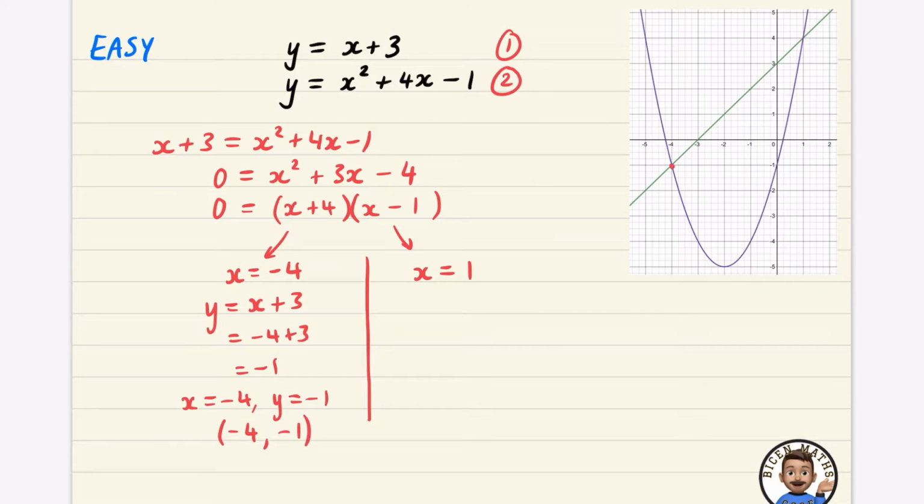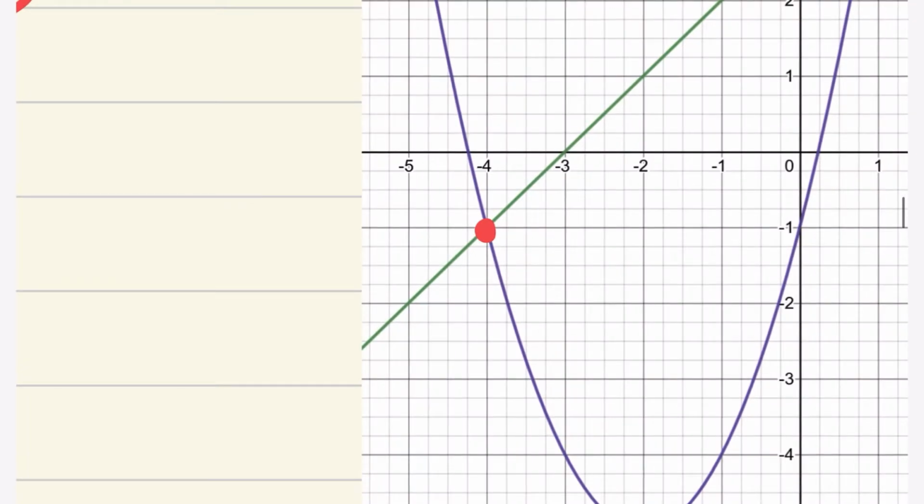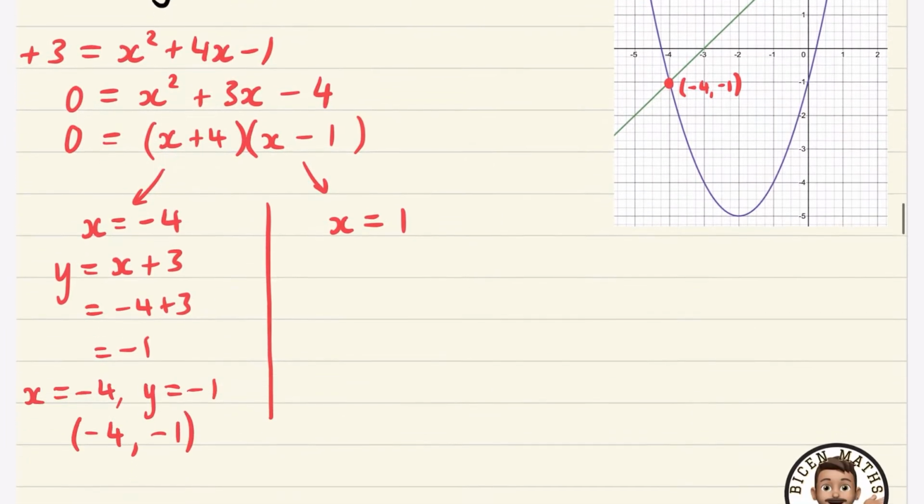And look, you can actually see on the graph that we've got here, that is one of the places where they're crossing, at minus 4 and minus 1. So we know that we've done it correct.